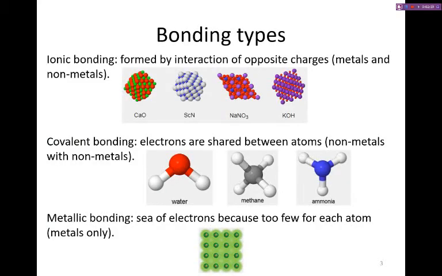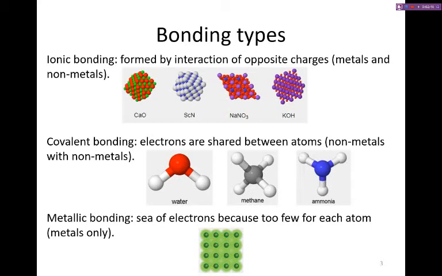There are 3 main types of bonding, and we're going to focus on the first 2. Ionic bonding is when we have opposite charges that interact. We looked at this already in the previous chapter, but this is when metals and nonmetals interact with each other. The metals will lose electrons to become cations. The nonmetals will gain electrons and become anions. Those anions and cations interact with each other to form strong ionic bonds.